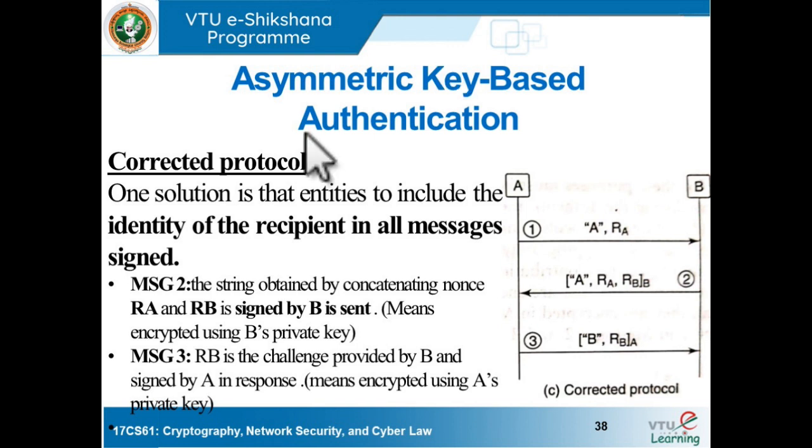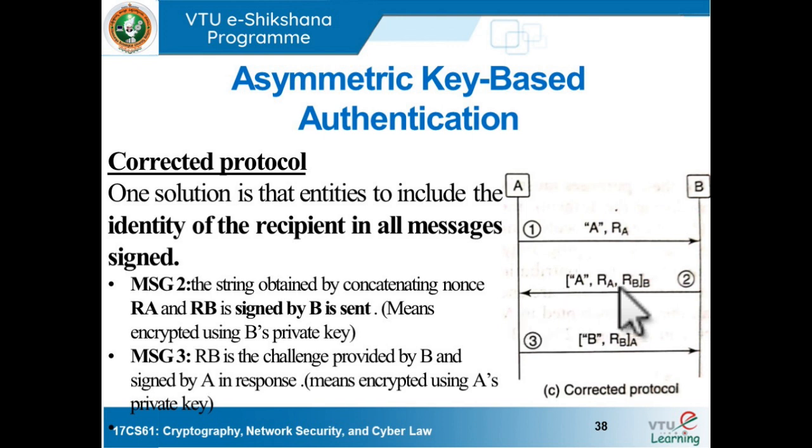Now one solution is that the entities include the identity of the recipient in all the messages. How is that done? A is communicating its identity along with the challenge nonce RA. Now in the second message, B will respond back with its new challenge along with the actual message it received from A, and this entire message is signed by B and then sent to A.